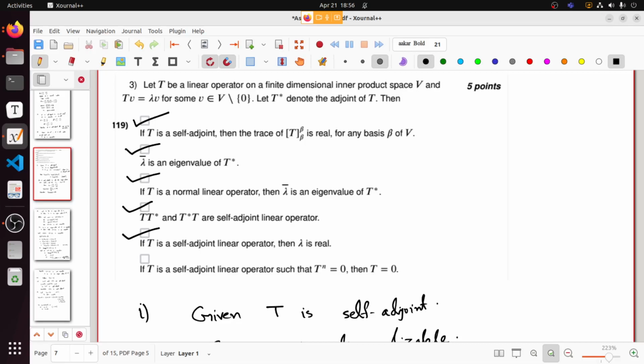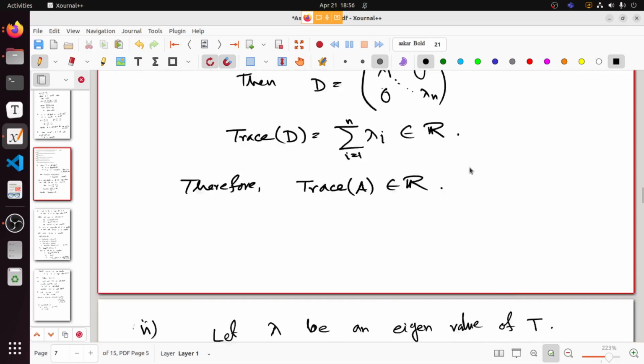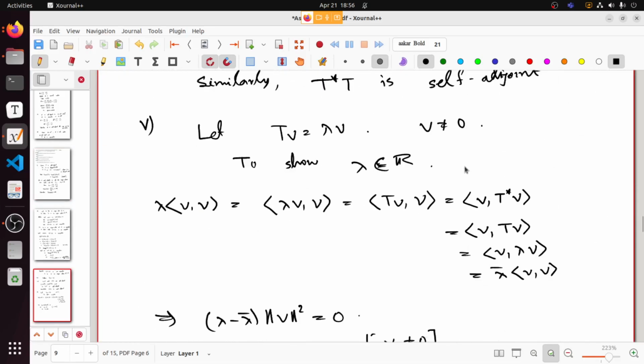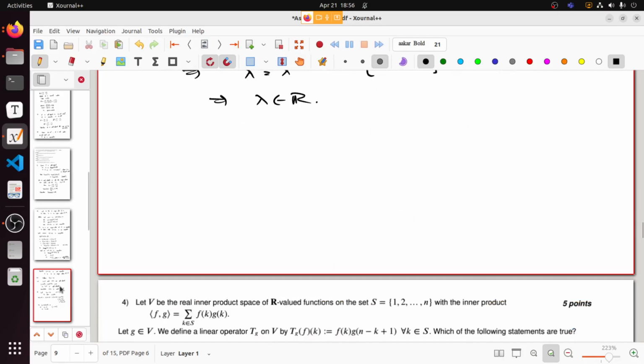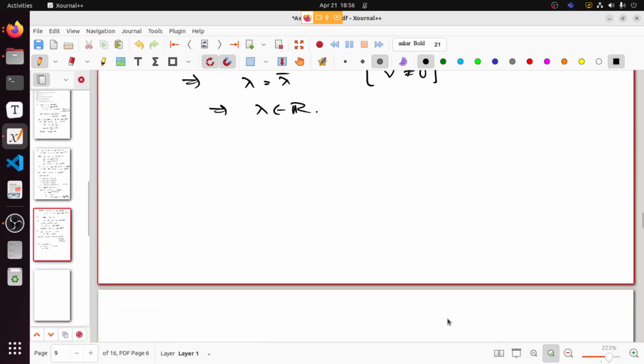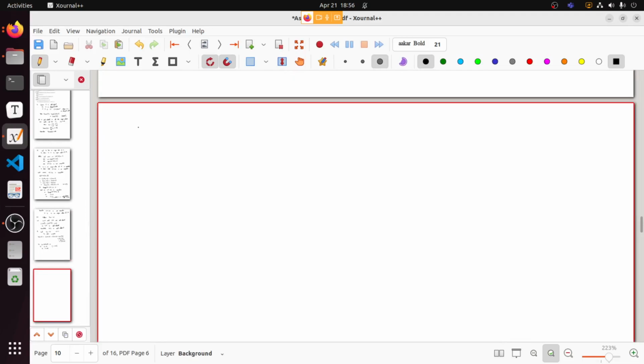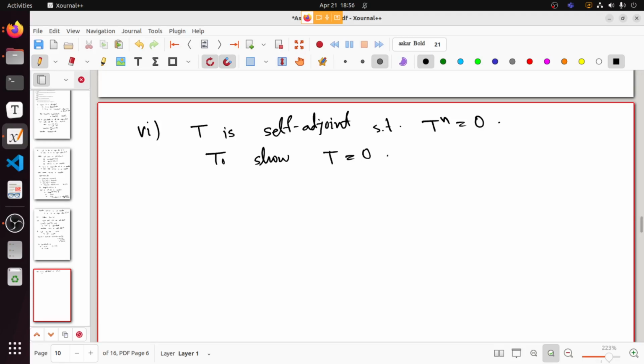What is the next option? If T is a self-adjoint linear operator such that T to the power n is 0, then T is 0. Right. So option number 6. T is self-adjoint such that T to the power n is 0. We will show that this is correct, T is 0.